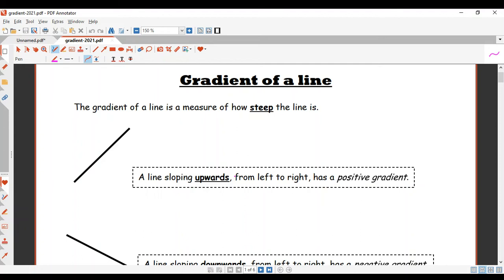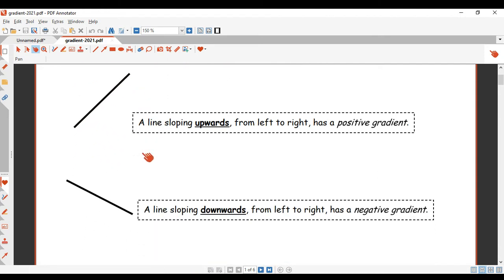Okay, we're going to look at something called gradient today. Now, another word for gradient is slope. The gradient of a line is a measure of how steep the line is. Now, as you move along the line from left to right, if the line is sloping up from left to right, we say it's got a positive gradient. So this line here slopes up from left to right, so it's got a positive gradient.